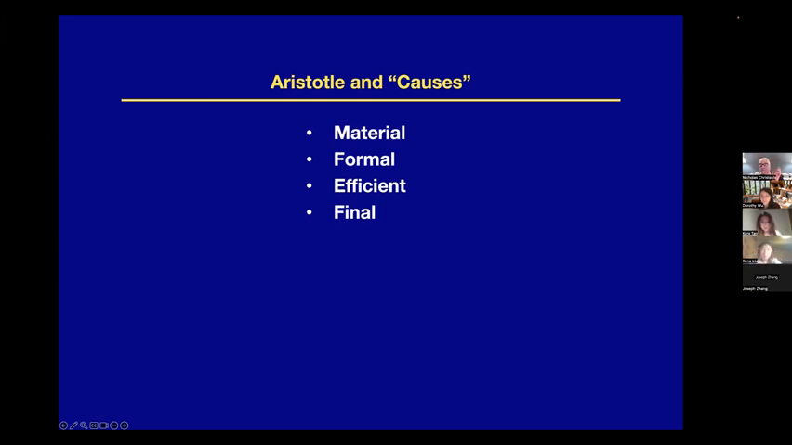Or, he said, the efficient cause, which is the primary source of a change. For example, a man who gives advice, or the parent of a child, might be the efficient cause. Or finally, he said there could be something known as the final cause, and that is the end, that for the sake of which the thing is done. For example, health is the cause of exercise. That's why we might exercise.